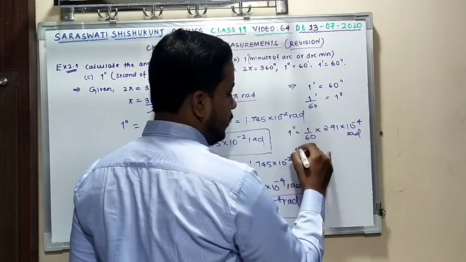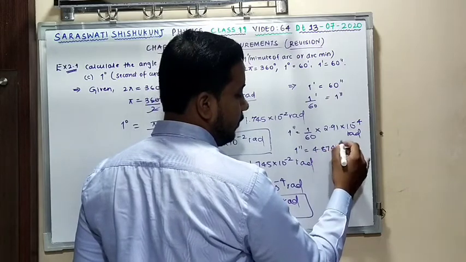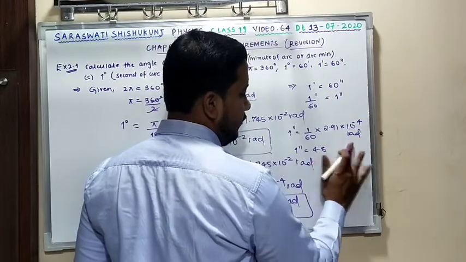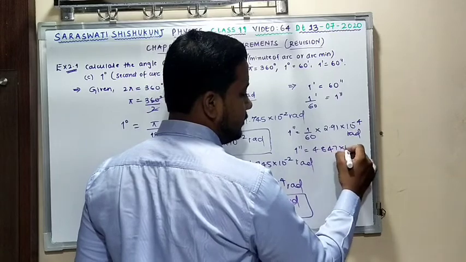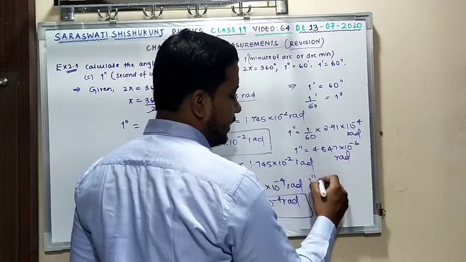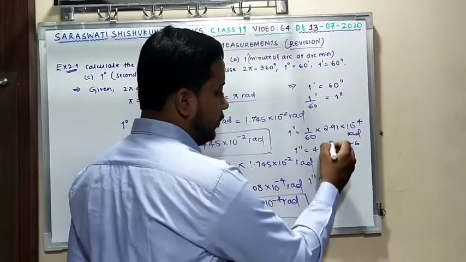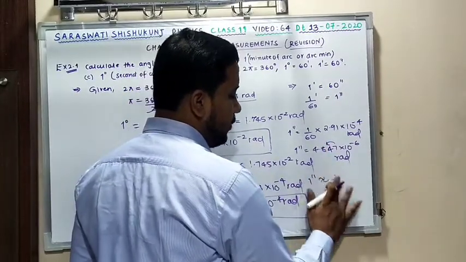If I solve this, I am going to get my answer, that is 4.847 into 10 power minus 6 radian. So I can write 1 second, that is approximately, here 7. 7 is more than 5. So you are going to add plus 1 over here. So the answer is 4.85.